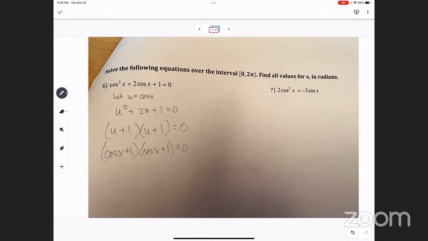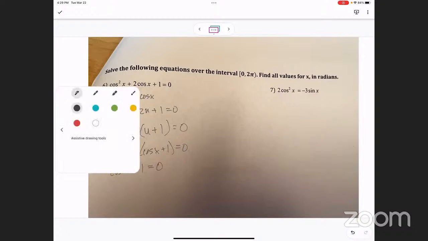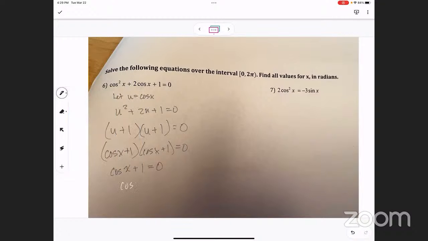So now what can I do with this? Set them each equal to 0. And really they're the same thing, aren't they? So do I even have to do it twice? No. And now what's the solution for this? Cosine x equals -1. And where does that happen?